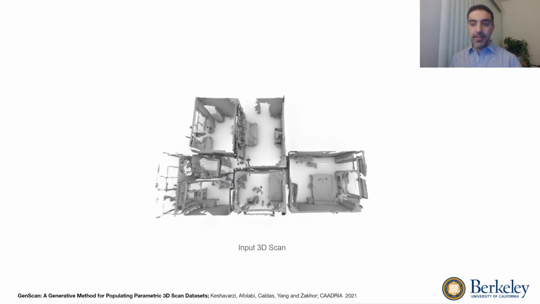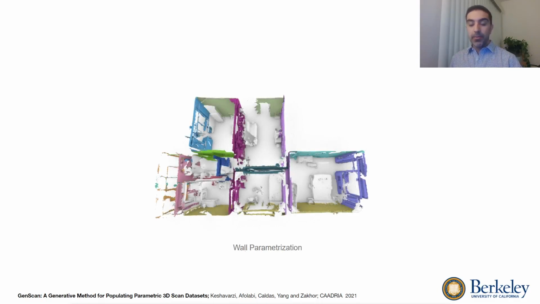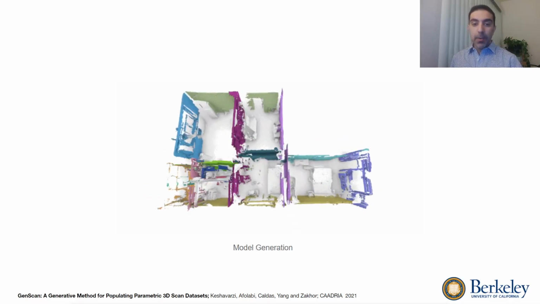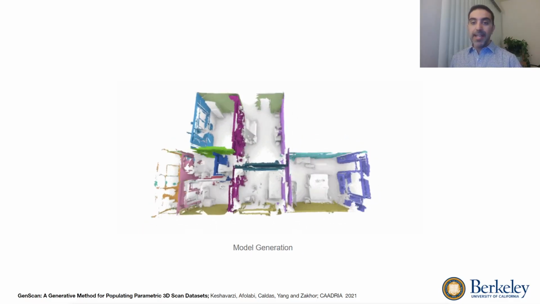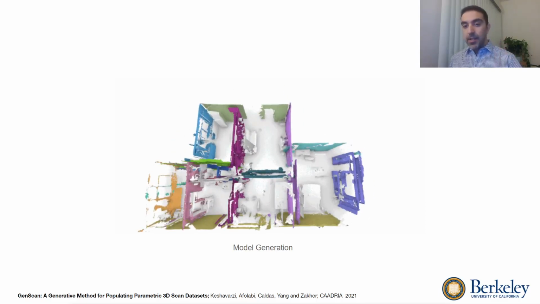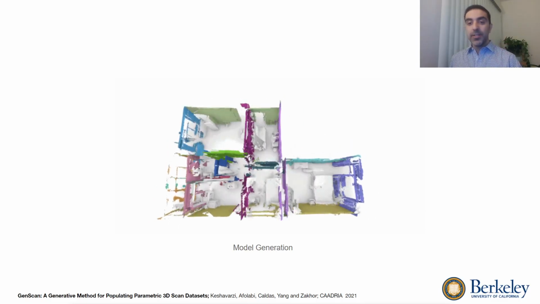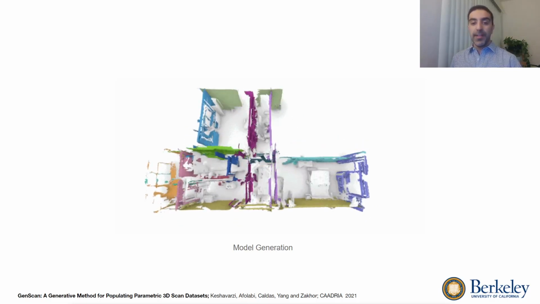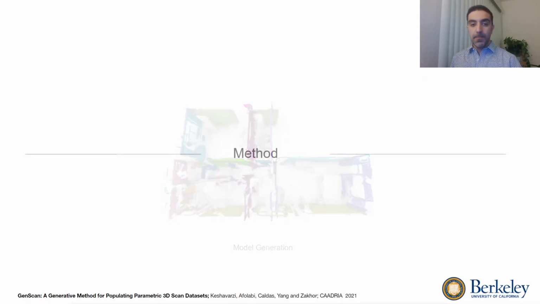scan datasets. In GenScan, we take a fully scanned building as input, and by automating the parameterization of the architectural features of the scan, we output alternative layouts of the same building. In other words, given one single scan, we generate tens of alternative scans using our parametric data augmentation process. Okay, so how do we do this?